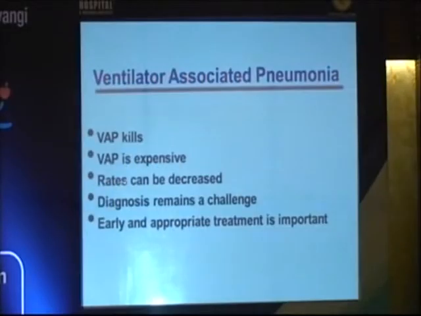So this entity kills patients. It's very expensive. In the United States, about $30,000 on average additional cost for patients who have a case of ventilator-associated pneumonia. There are strategies to decrease this problem. As Dr. Kratkin said several times, diagnosis is a challenge, and there's a lot of people looking at this right now in adults, children, and neonates. It's important that this is recognized early and treated early because if not, it will certainly impair weaning from the ventilator.